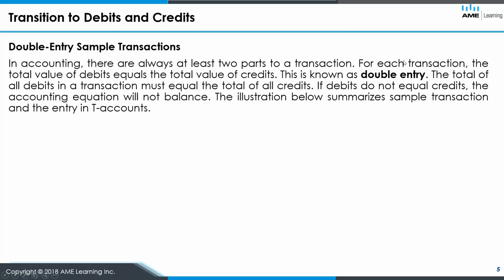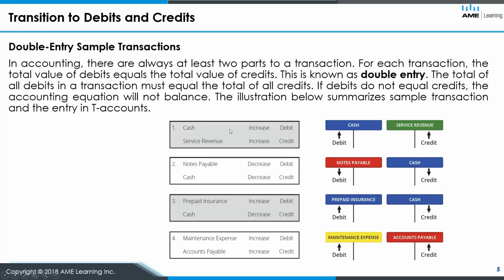And this concept is known as double entry. And basically what we are referring to there is that the total of all debits must equal the total of all credits. And you could have 100 debits and 1 credit, or 50 debits and 25 credits, or whatever. You have to have at least 1 debit and 1 credit, but you could have as many on each side of the equation as long as the totals are equal. And yeah, as it mentions here, if debits don't equal credits, then you're out of balance. And you can kind of see some examples of transactions here.